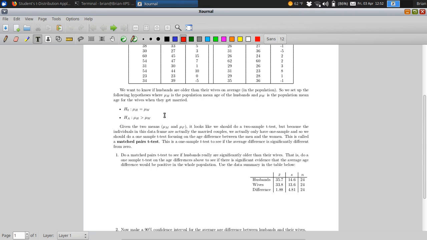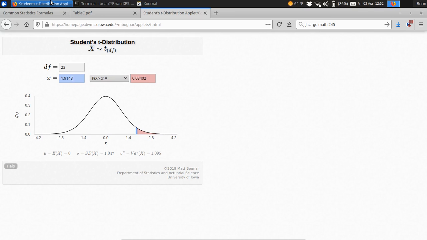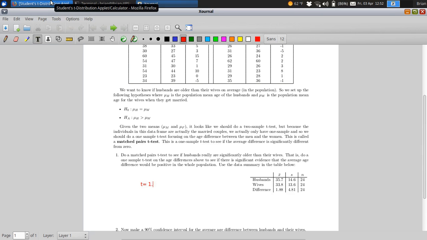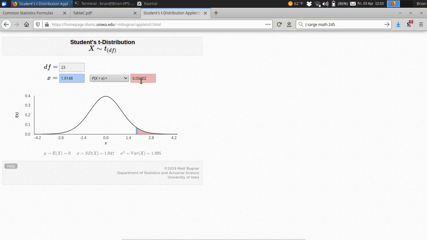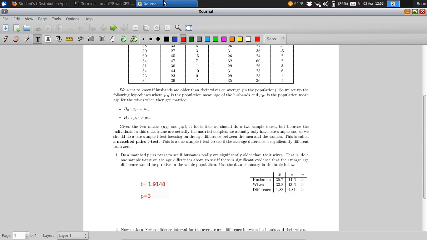So if you're writing this on a test or something, you should tell me what your t-value was. All right, so your t-value was 1.9148 or whatever. And then you should tell me what the p-value is. And the p-value is what the app told us. And so going over here, the app said it was 3.4%. Don't really need to be more accurate than that. And now let's explain what it means.